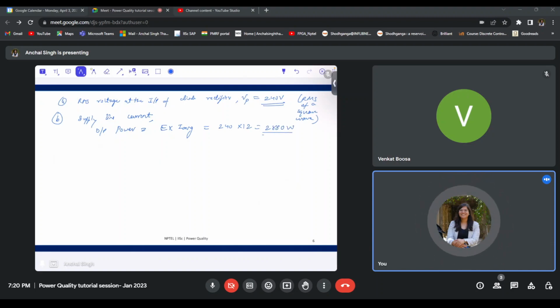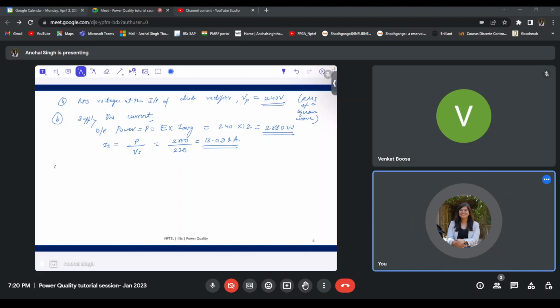Now using that output power, I can easily calculate the supply line current IS as the output power P divided by the phase voltage Vs. So P is 2880 divided by 220. This will come out to be approximately 13.091 amperes.